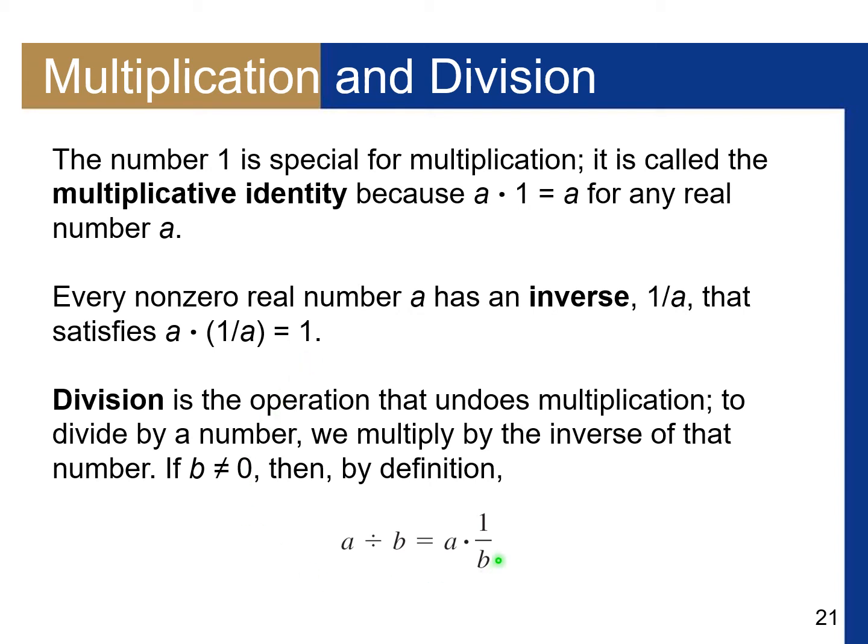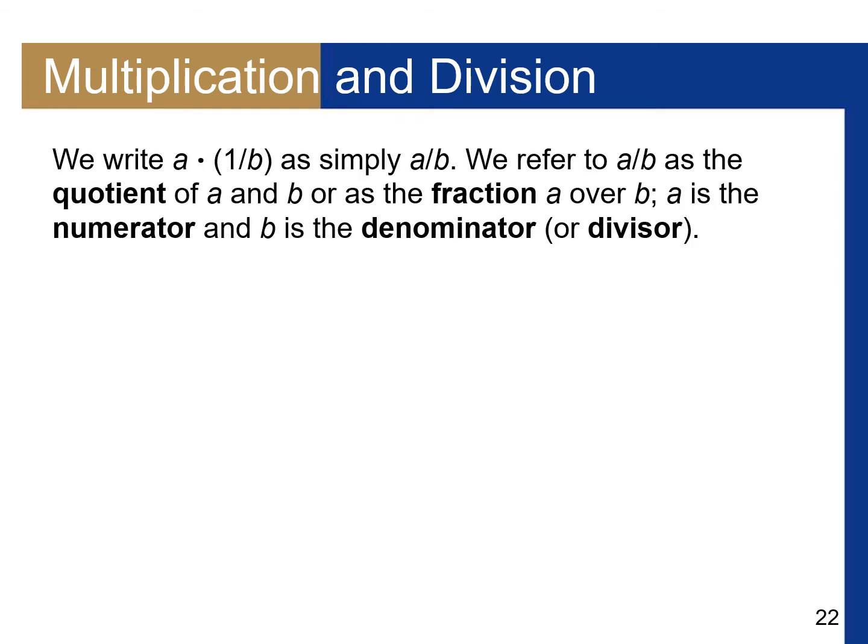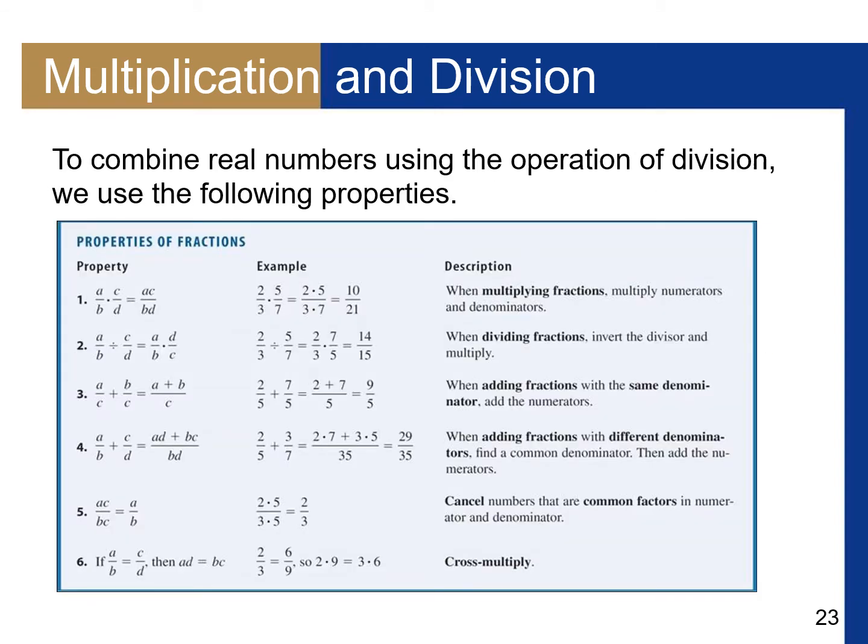Division means multiplying by its reciprocal, so that's why we have a divided by b here as being expressed as a times 1 over b. And we can just write a over b as a quotient or as a fraction, and we have the numerator is a and the denominator or the divisor is b. Some more properties here you can see.